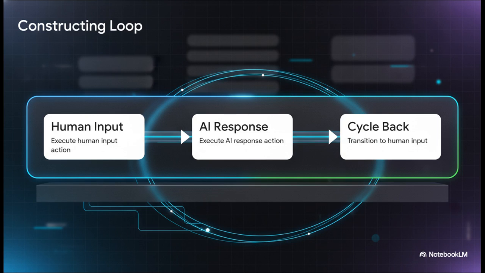The logic here is incredibly straightforward but highly consequential. The application executes the human input action. It unconditionally transitions to the AI response action, and then, this is the critical part, it cycles straight back to the human input action. This creates a true, continuous cyclic graph.